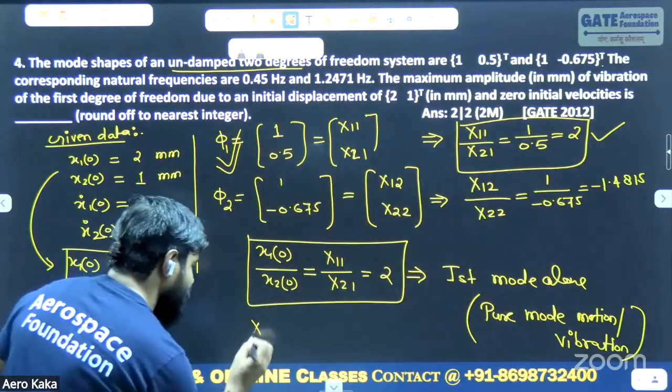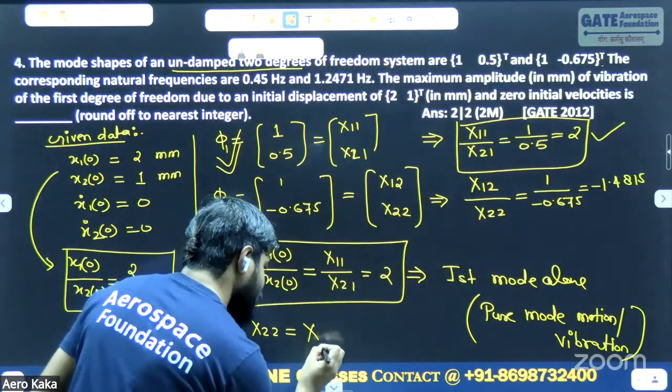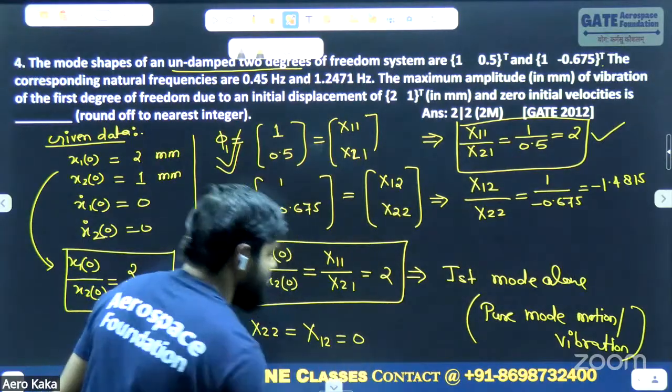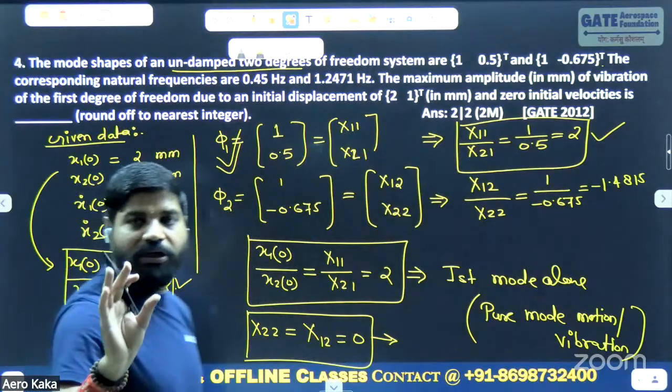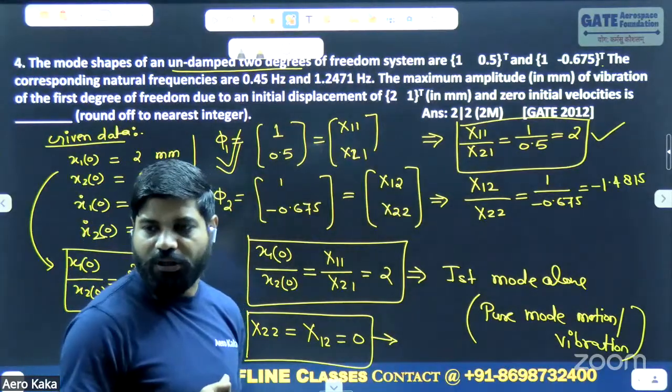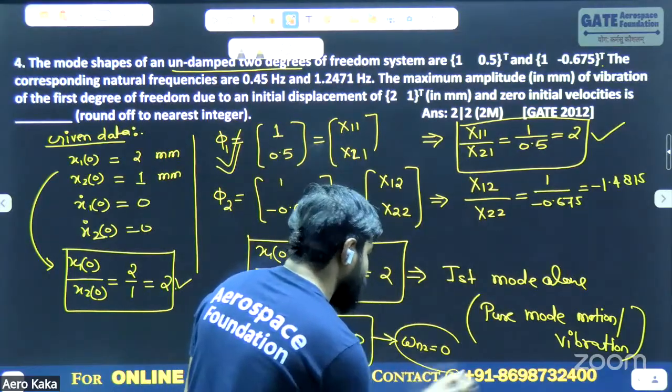So here X22 is equal to X12 is going to be 0. Means what? The system is vibrating in a first pure mode only. Okay? Means it corresponds to omega n t is equal to 0.